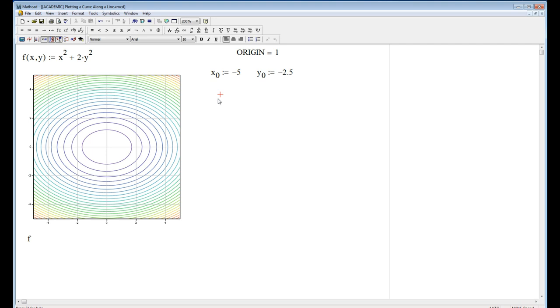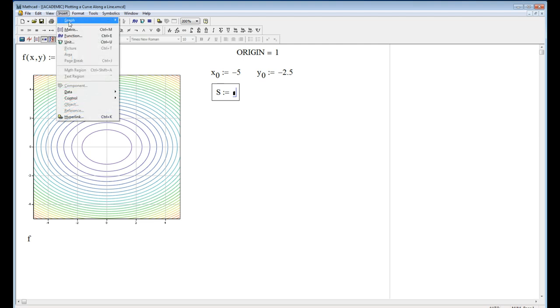Now the next thing I need to know is the search direction. If this was truly a 2D plot, with one independent and one dependent variable, I would be looking for a slope, y equals mx plus b, where m is the slope. Because here I have two independent variables, x and y, and then a third variable, f of x, y, which is the colors here, I need a search direction. I'm going to call that search direction S because that's what you usually call it in optimization terminology.